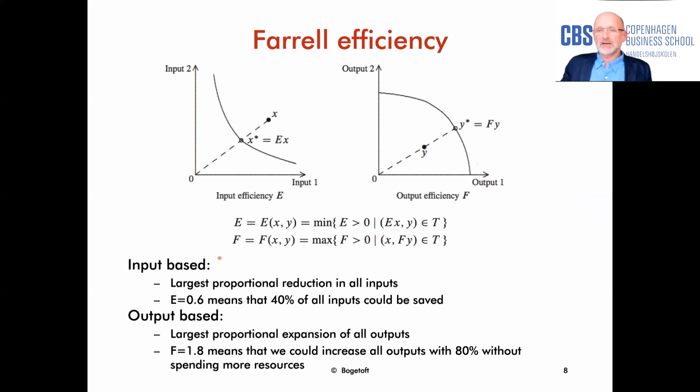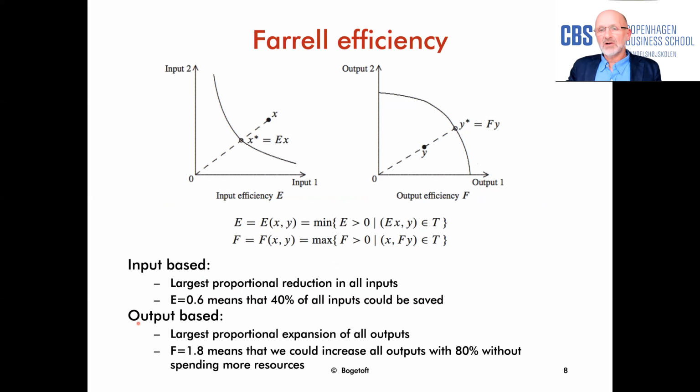And it's very simple. It's basically asking what is the largest proportional reduction of all inputs. So if that is, for example, 0.6, it means that you could take all the inputs and still be inside the technology. So basically it means you have a production plan, and now you can reduce all your inputs in that production plan to 60% of the old level. So basically you're saving 40% of all the inputs. And this reduced input bundle is still enough to produce the outputs.